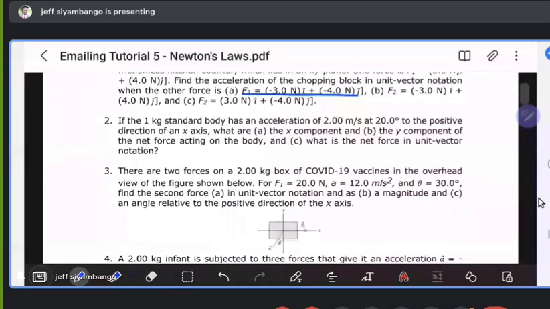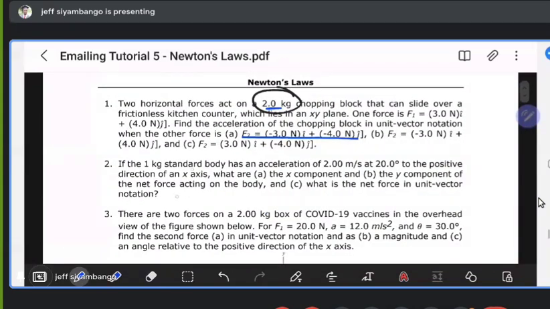We're still finding acceleration, but now F2 is equal to minus 3 newtons in the I direction plus 4.0 newtons in the J direction. Again, find the acceleration.